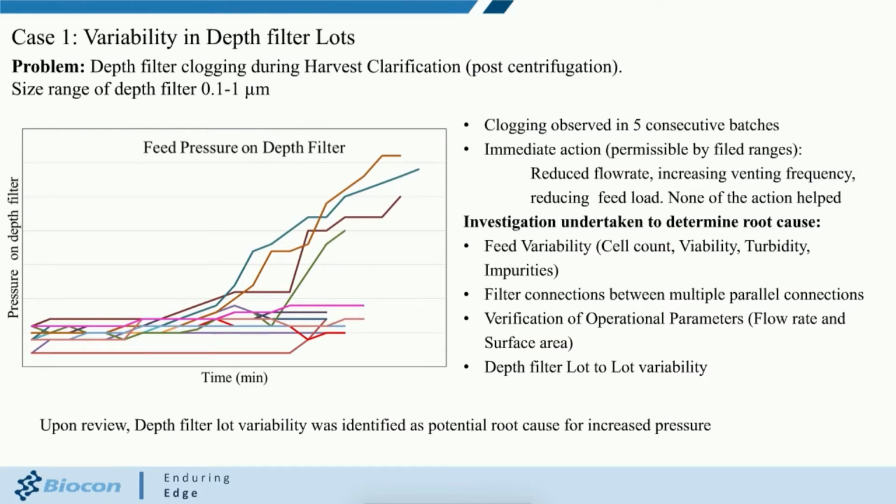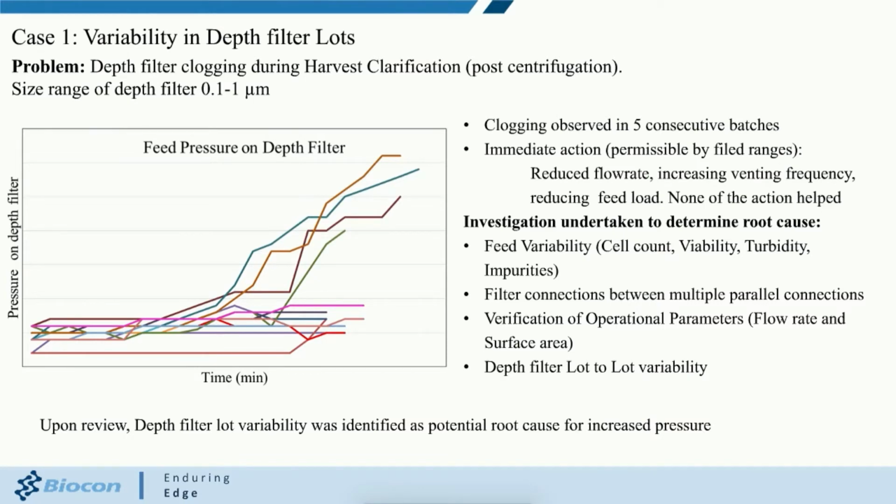So what we have done as an immediate action, we have reduced the flow rate in one of the steps. Then we increased the venting frequency to avoid any air bubbles going inside the filter. And we reduced the feed flow rate as well. And none of the action plan has helped in correcting this issue. So we took further investigation to determine the root cause, what would go wrong in this specific case. So we have looked at multiple aspects which could potentially impact the clogging.